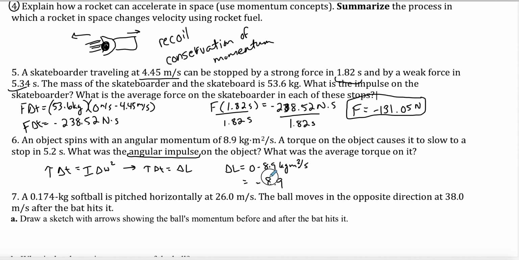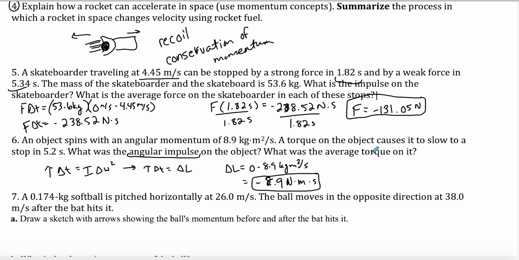Okay, and remember we have to have our units correct when we're talking about impulse, because that's what we were looking for first here. What's the angular impulse, which is just a change in momentum, right? These are equal. So we have to make our units reflect angular impulse. So they are Newton meter seconds, right? Because torque is a Newton meter and time is a second. So we have a negative 8.9 Newton meter second for angular impulse.